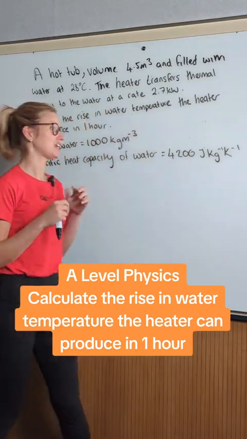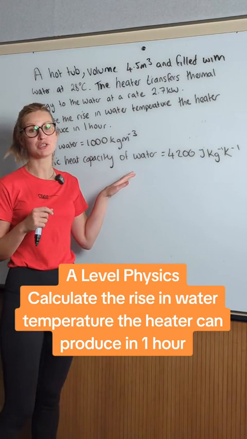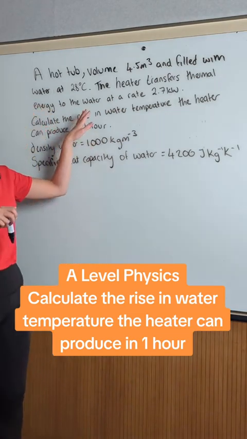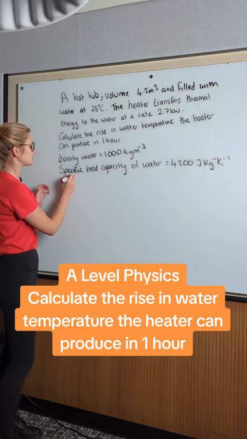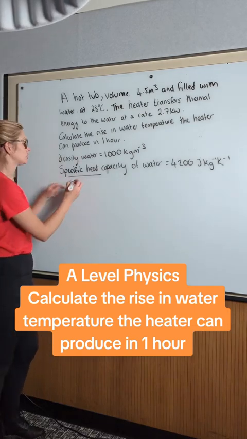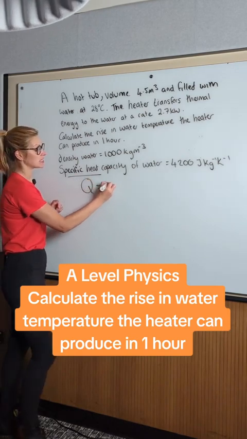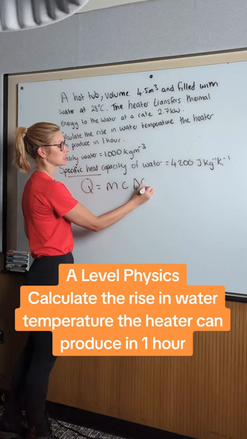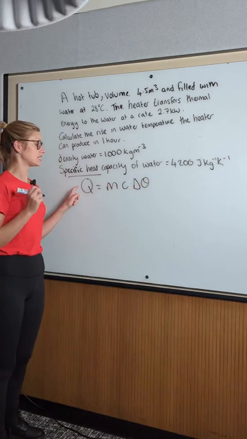So today what we're doing is we're going to calculate what the change in temperature of the water is inside the hot tub. Okay, so the first thing I see is I'm given specific heat capacity, so I know that's the equation I need to use. So I know the energy equals mc times the change in temperature. You get given these equations on your data sheet.